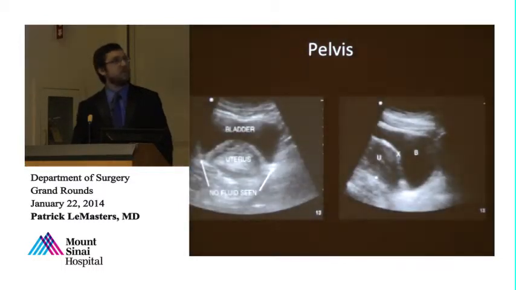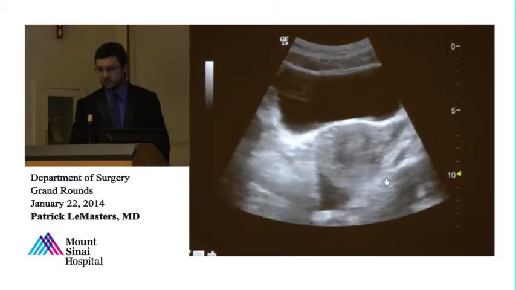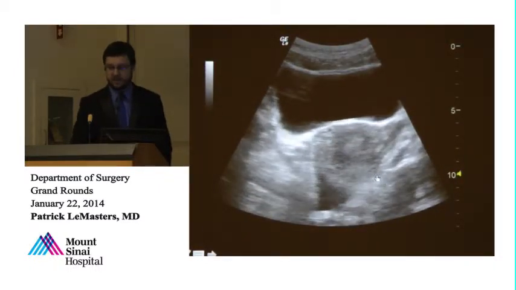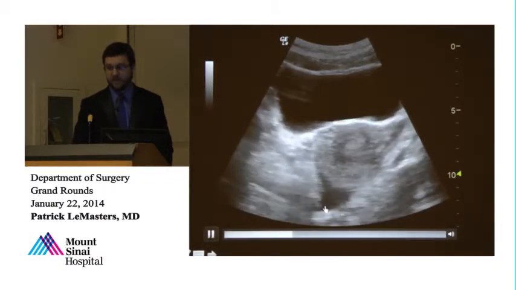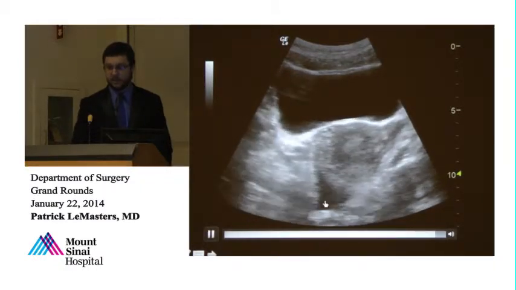What does this look like in women? Here you can see the bladder full of fluid, the uterus, and there's no fluid seen where it would normally be collecting in a positive FAST, and here it is in sagittal imaging, the bladder and the uterus. So let's take a look at some positive studies. Here we can see the bladder, the uterus, and looking behind it, this is a positive study in a trauma patient, with free fluid seen behind the bladder.